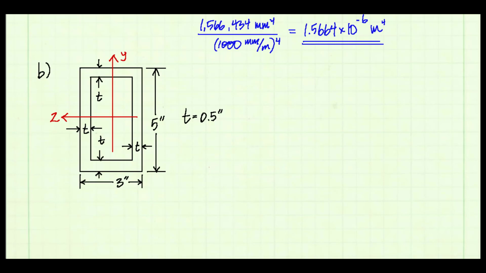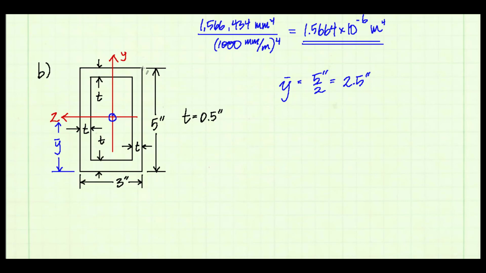Now the cross-section for part B is a lot simpler shape to handle, and here's why. The cross-section is symmetric, both about the y and z-axes. That means the centroid is right smack in the middle. So I know my distance y bar from the bottom of the shape to the z-axis is 2.5 inches, half of 5. The moment of inertia is easier to calculate too.